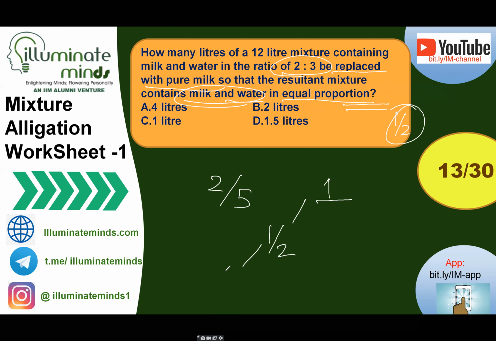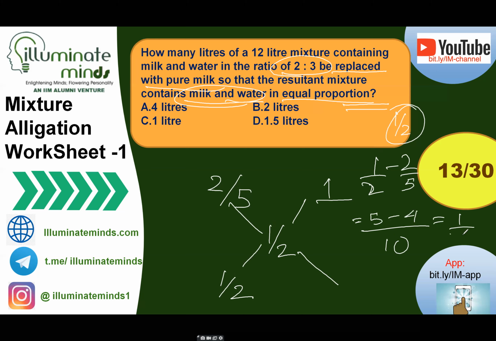1 minus 1 by 2 is equal to 1 by 2. Then 1 by 2 minus 2 by 5 is equal to how much? That will be equal to 10, 5, 4, 1 by 10. So this is equal to 1 by 10.